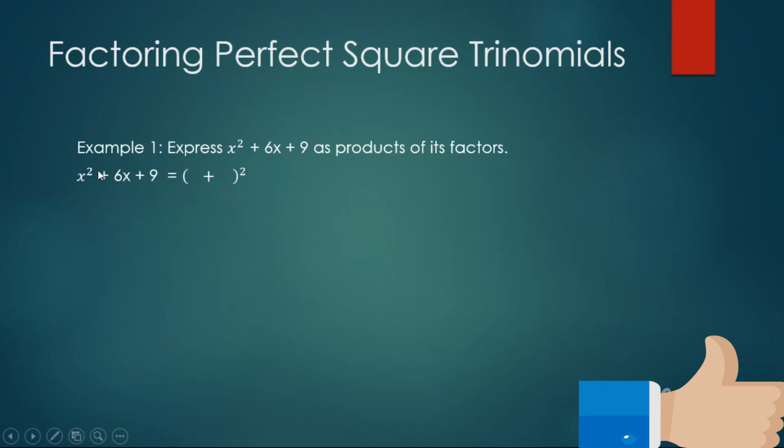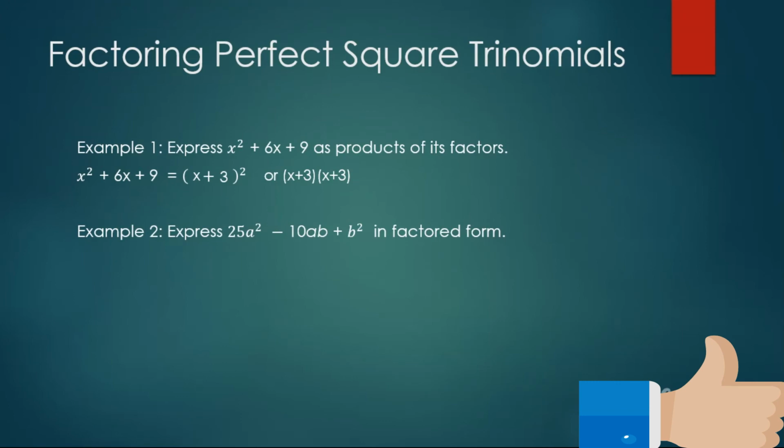So, x squared or the square root of x squared is x. And the square root of 9 is 3. Kung i-correct natin yan, 3 times x is 3x, and then double it, 6x po siya. Meaning, our answer is correct, or pwede po natin siyang i-verify through FOIL method. Pwede po din natin siyang isulat as the quantity x plus 3 times the quantity x plus 3.